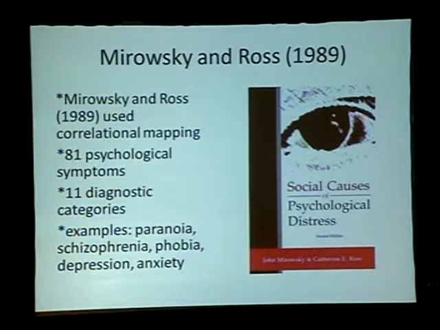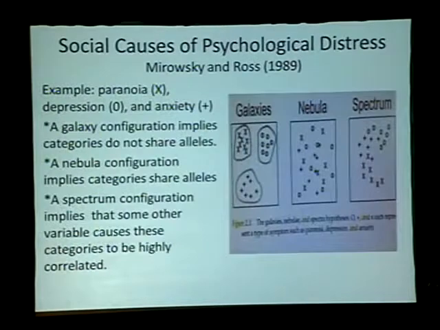Example, paranoia, schizophrenia, phobia, depression, anxiety. Okay, and they had a method for analyzing this data. The method involved the configuration of the data. Did it fall into a galaxy pattern, a nebula pattern, or a spectrum pattern when you did the correlational analysis? Okay, because if it falls into a galaxy pattern, that suggests that the variables don't share alleles. Okay, if it's a nebula pattern, that's like a skeptical argument. They do share alleles. And so maybe the psychiatric diagnoses aren't valid if they're all mixed together. Spectrum pattern, they're overlaying on each other. That would imply that some other variable causes them to be highly correlated.